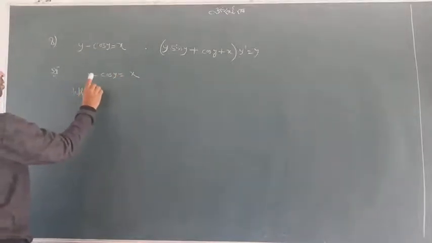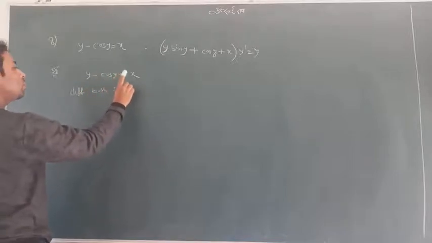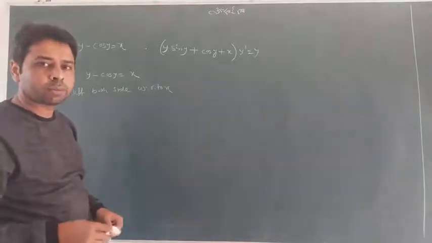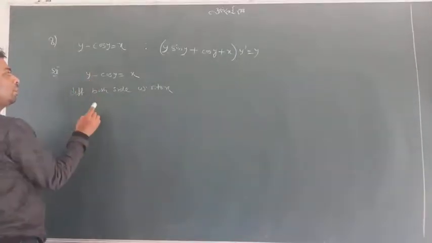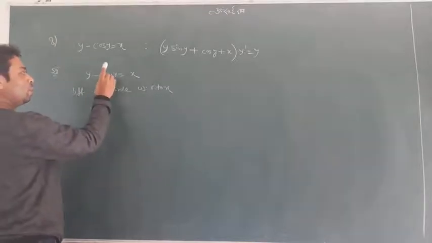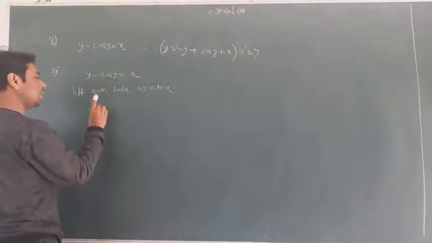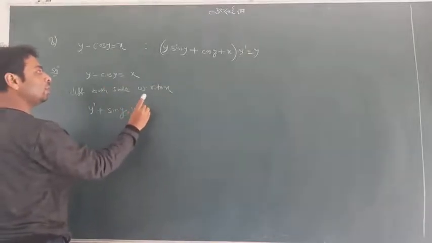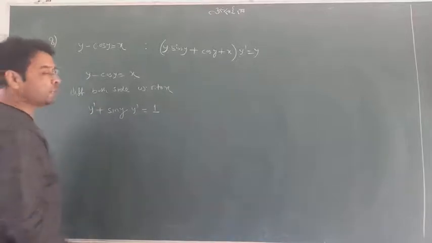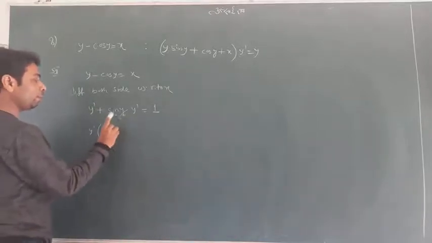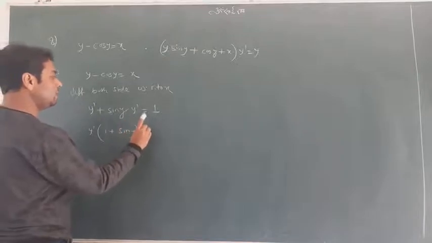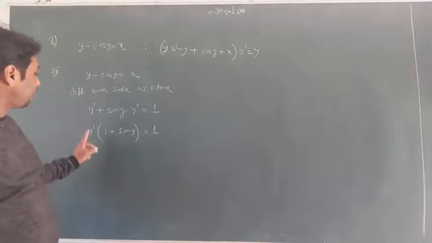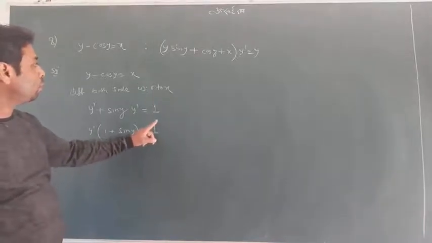Differentiate both sides with respect to x. We have the differentiation of y being y'. What about cos y? The differentiation of cos y is -sin y, and again differentiation of y, chain rule, it's y', equal to the differentiation of x, which is 1. So we take y' common. We have y'(1 + sin y) = 1.